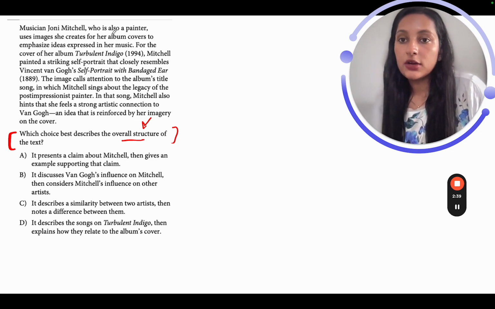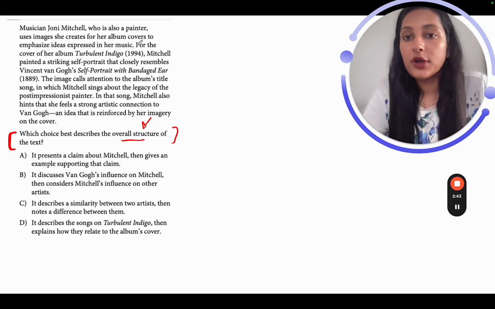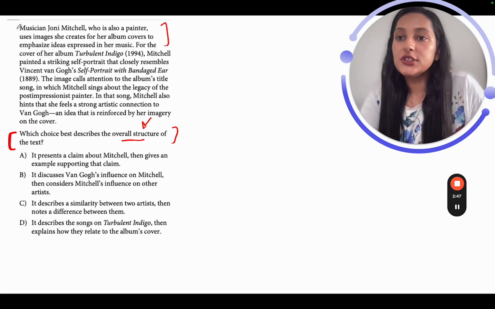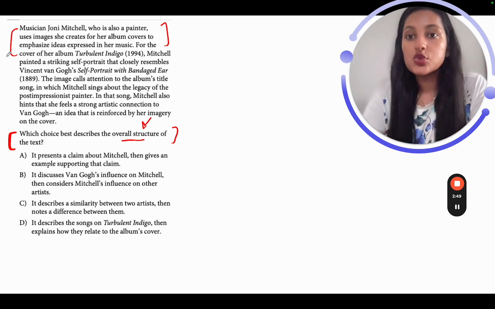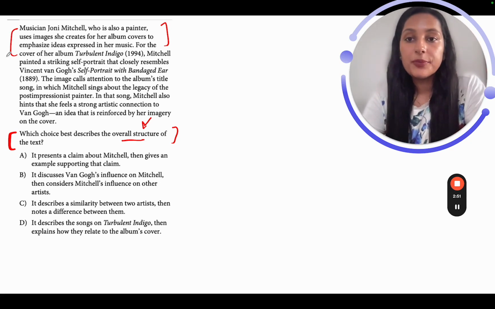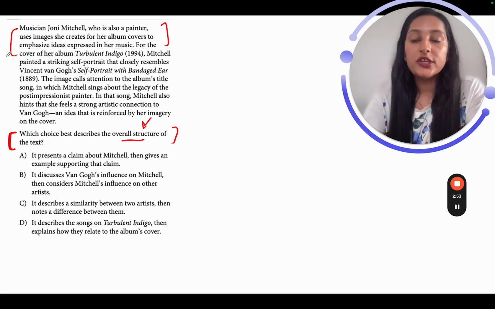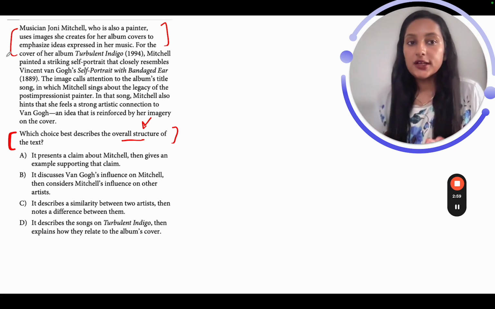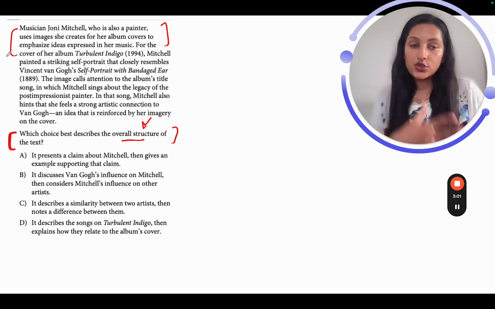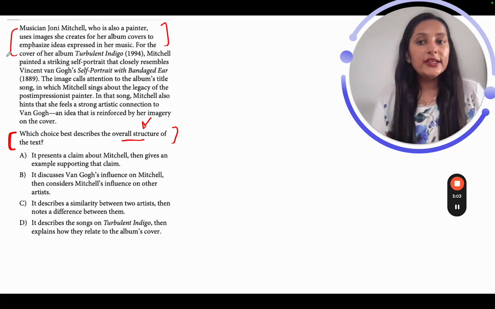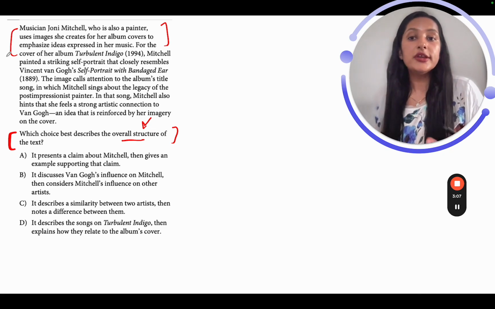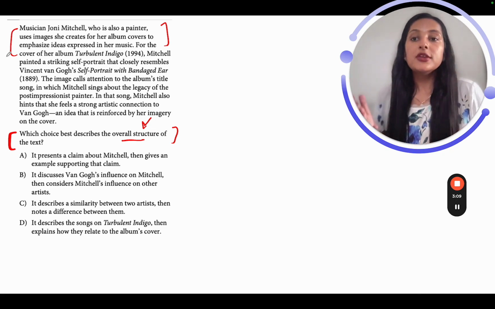Musician Johnny, who is also a painter, uses images she creates for her album covers to emphasize ideas expressed in her music. So this musician is basically also a painter. Generally when she comes up with her albums, she has an album cover which expresses the ideas expressed in her music. That's related to her music, right? So the ideas expressed in her music are being showcased by her in her album covers. Okay, now let's read ahead.